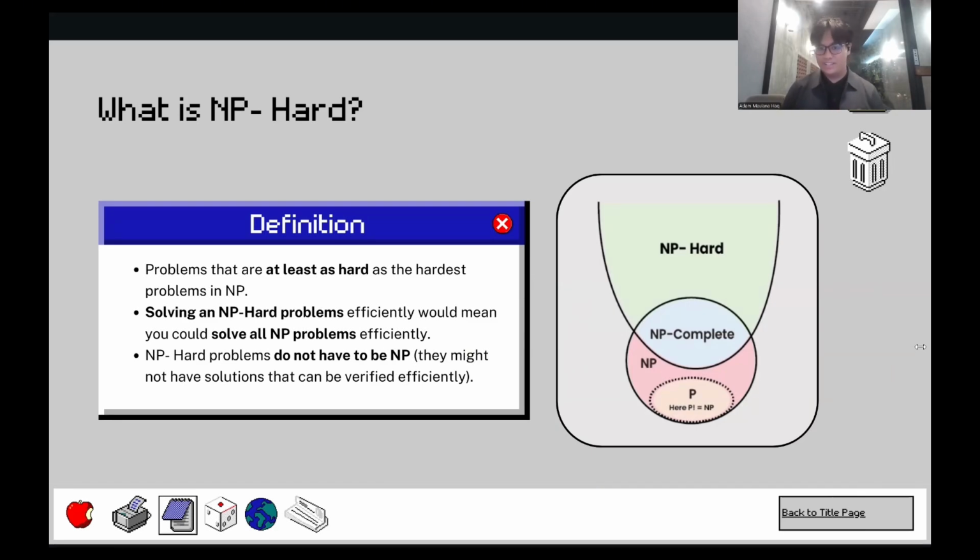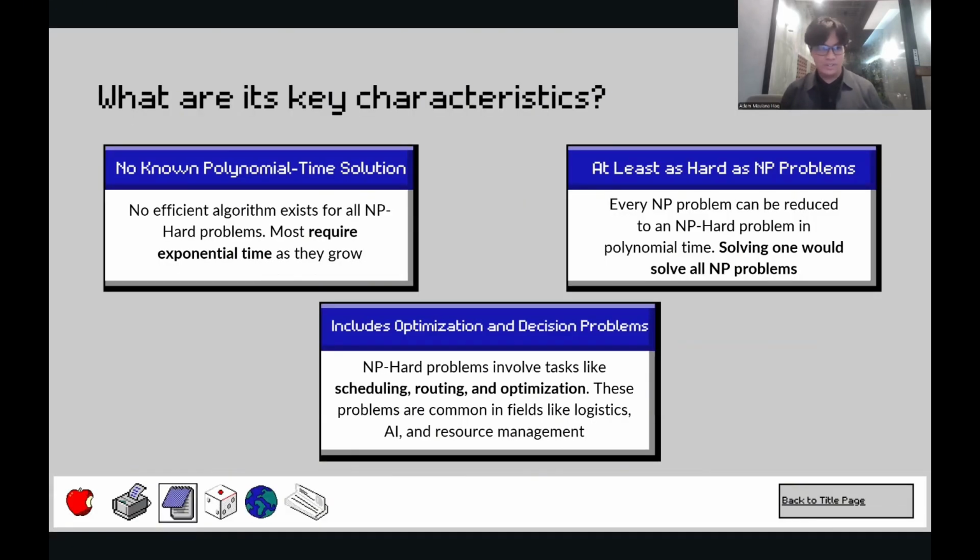But one thing that we need to note is that NP-hard problems are not guaranteed to be in NP. So what are the key characteristics of these types of problems? The first one is that there's no known polynomial time solution for them. As we have established, there's no known way of solving an NP-hard problem efficiently because most of them require exponential time as they grow larger and larger. Next is that they are at least as hard as NP problems, where we know that every NP problem can be reduced to an NP-hard problem in polynomial time. To put it simply, if we're able to solve an NP-hard problem, we can solve any NP problem altogether.